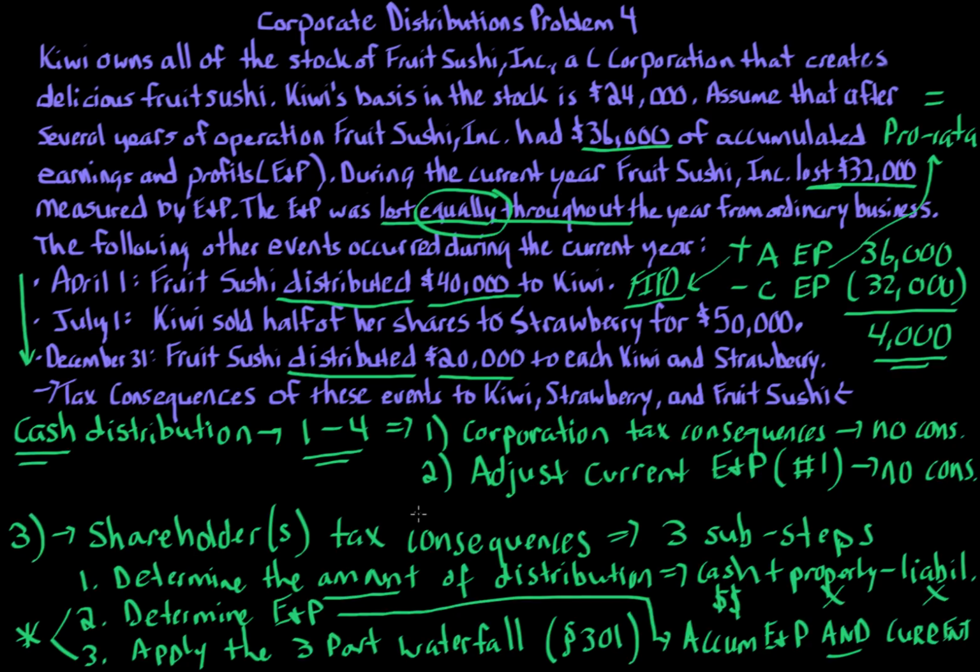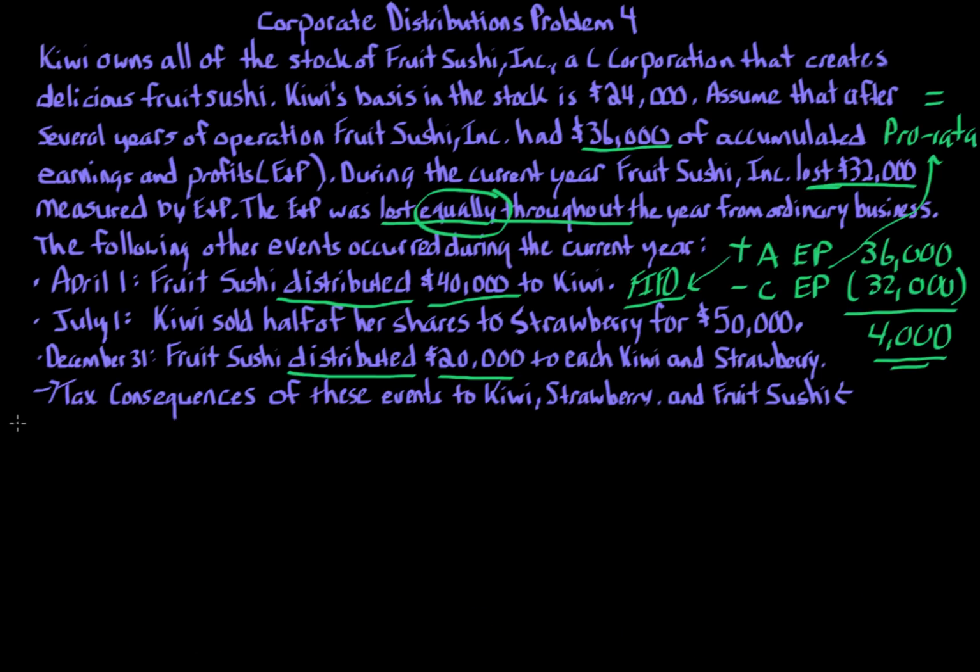So now I'm going to give myself some room here and clean this up a bit, so it helps us understand these distributions. All right, let's first start, in chronological order, with the April 1st distribution to Kiwi of $40,000. That's going to K. Let's put a line here because we're going to be doing multiple events later on as well.